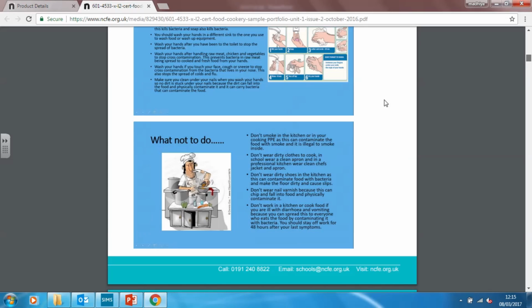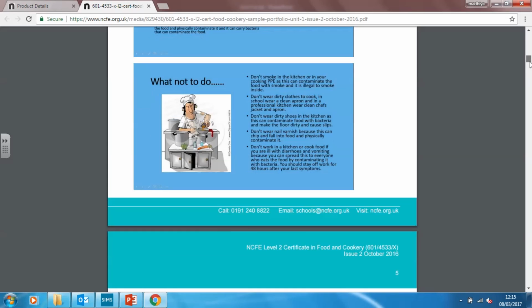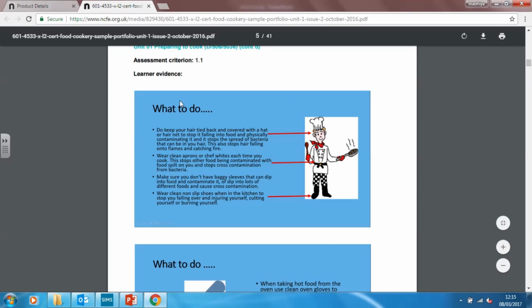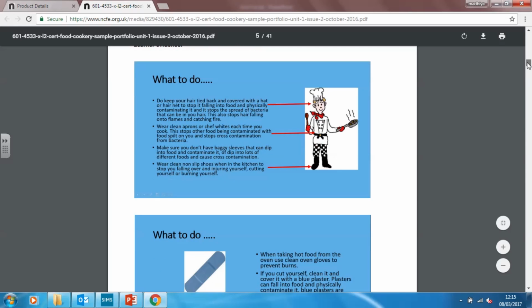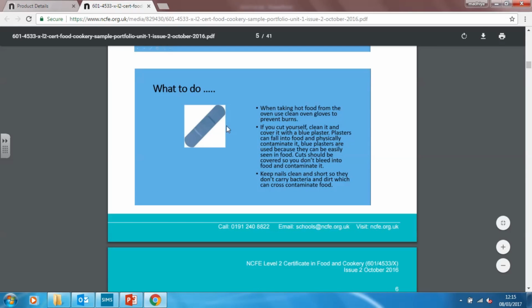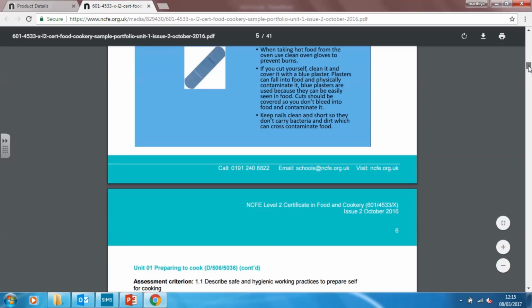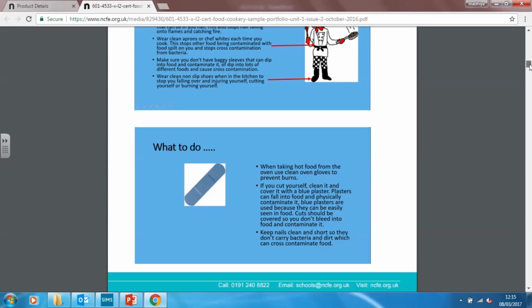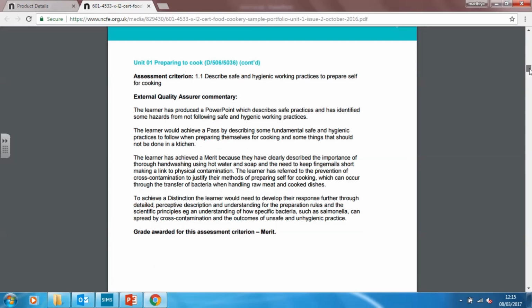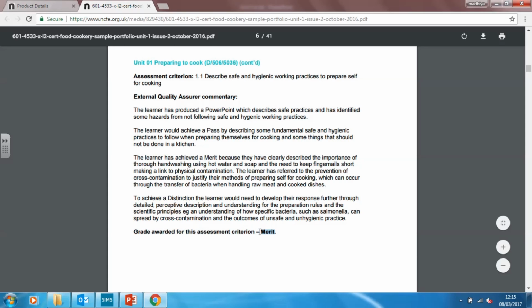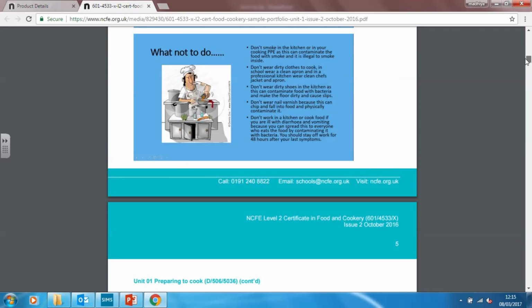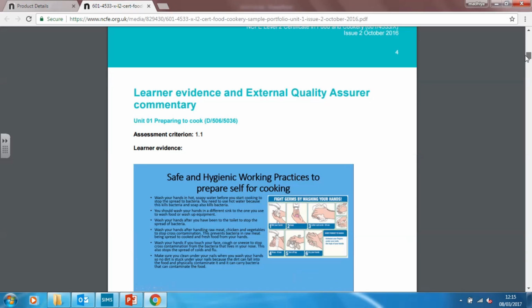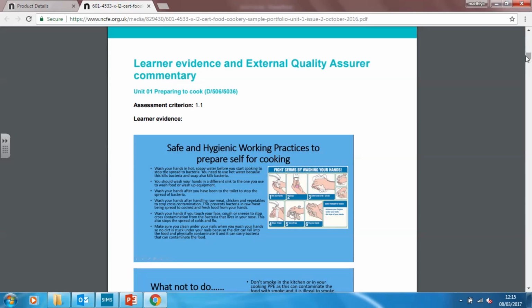This is still 1.1 over here. You're still looking at 1.1. It's quite long, it's quite detailed. Scroll further down, more information about plasters and cuts. That was everything that they've put in, and you can put more in if you want, for just the task 1.1. This person had achieved a merit for that work because it was detailed, it covered everything, it related it to bacteria. That's what you should be aiming for.